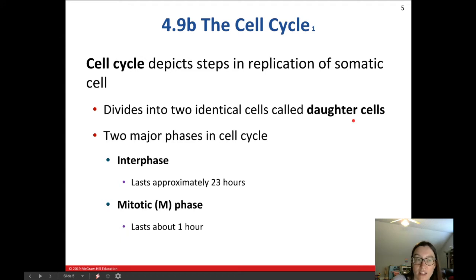There are 2 major phases in the cell cycle. They're called interphase, and that lasts approximately 23 hours, and the mitotic or M phase, which lasts about 1 hour. So I think about it like a day, right? It's 24 hours total, and one of those is for mitosis, and the other 23 are for interphase.